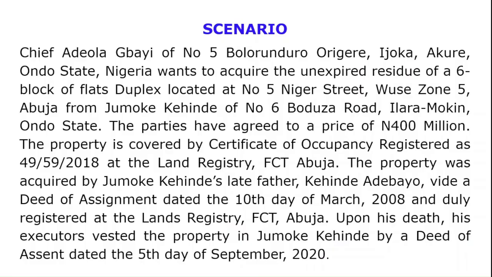So, the scenario we have shows that this is Chief Adeolagbai, right? This is the name of a natural person. So, he wants to buy land from Jumoke Kende. This is also the name of a natural person. So, what we have in our scenario, the legal personality of the assignor and the assignee, is that they are both natural persons. So, let's look at how we draft it.